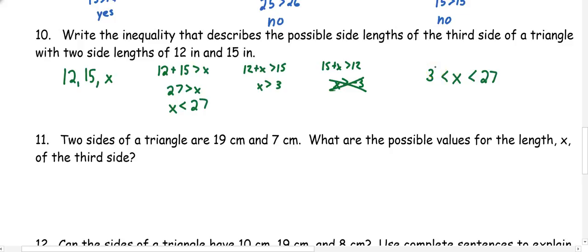Now, there's a shortcut to get these numbers. To get the first number, we can subtract the two given sides. And to get the end number, we can add them. So let's try number 11. Two sides of the triangle are 19 and 7. Find the third side. So we're going to put x in the middle. When I subtract my sides, 19 minus 7 is 12. And when I add my sides, I get 26. So x has to fall between those two numbers in order to form a triangle.